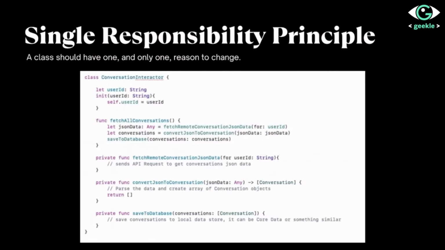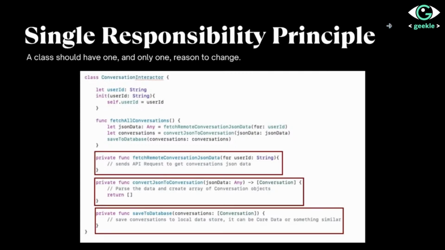Let us see an example explaining it. I have developed a messaging app screen to get a list of past conversations. I have a conversation interactor class which gets me the array of previous conversations. So how many responsibilities does this class have?